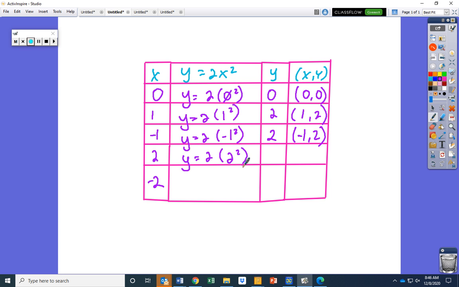Okay, 2 to the second power is what? 4. 2 times 4 would give me what? 8. So this would be 2, 8. Okay? And this last one, y equals 2 times negative 2 squared. What's negative 2 squared? Still 4. What's 2 times 4? 8. So this last one is going to be negative 2, 8.